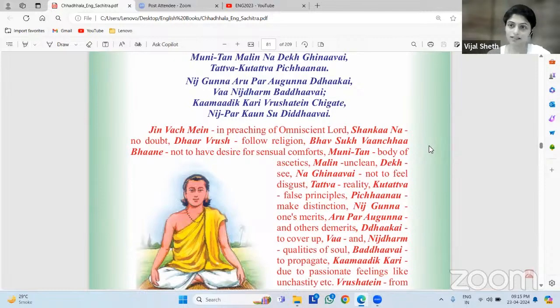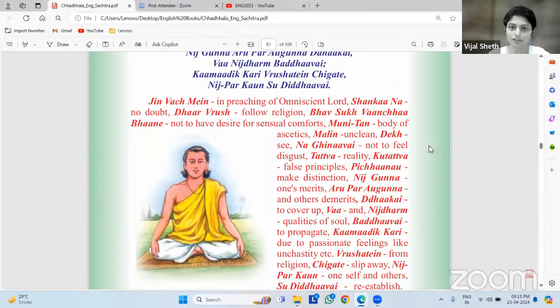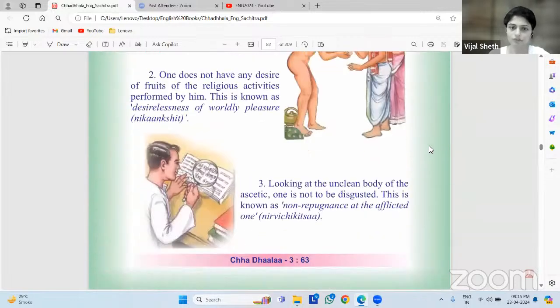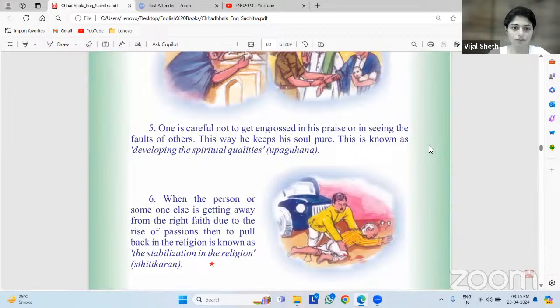If somebody else is faltering, we do everything in our way to help them get back to the path of true religion. And if you yourself are getting astray, there is a rise of passions, which happens to all the chadmastha jeev, intense desires come, and then you bring yourself back, thinking, oh no, this is the wrong way, I have to focus on the right path. That is also sthiti karan. When a person is getting away from the right faith due to rise of passions, to pull back in the religion is known as stabilization in the religion, or sthiti karan.